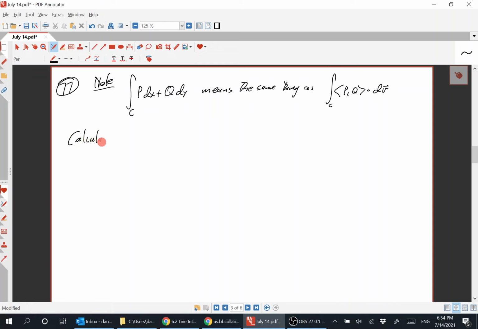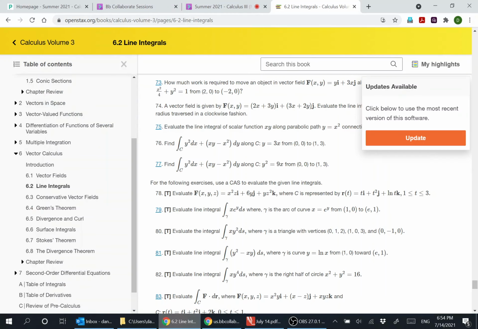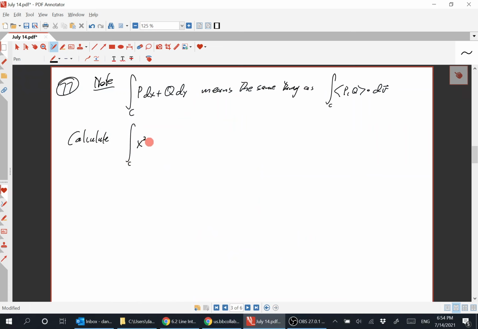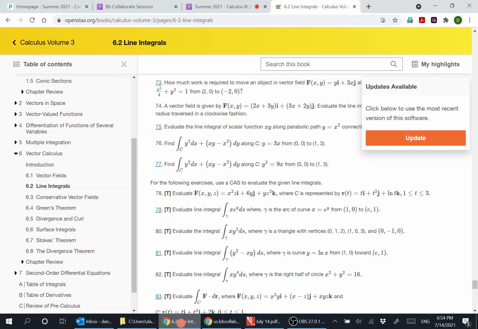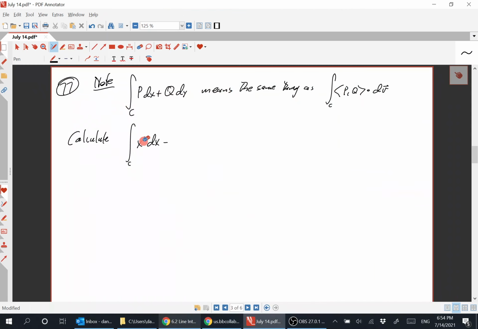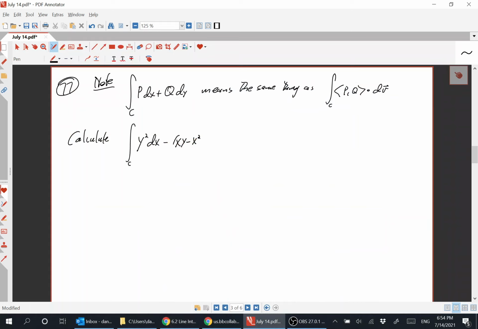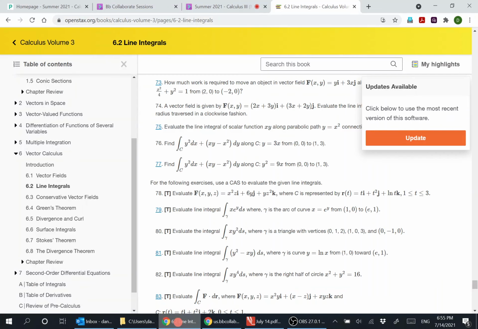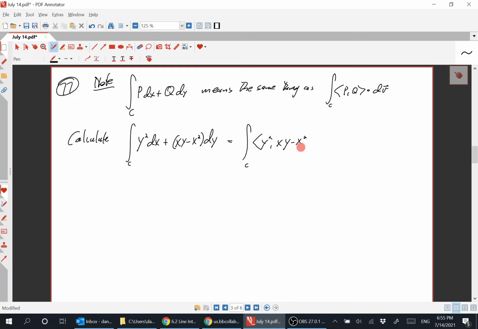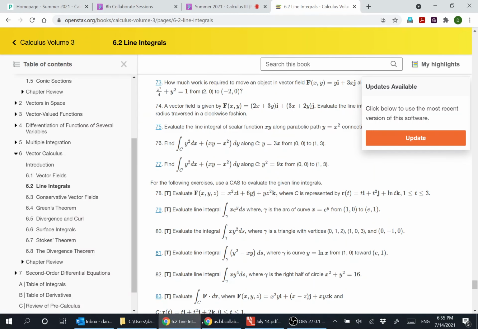So in this one, calculate the line integral over C, x squared dx minus xy minus x squared, or wait a minute, I was wrong. What is that? Y squared dx plus xy minus x squared dy. So that's the line integral over C of y squared, xy minus x squared. Oh, is that a minus? It's a plus. Should be a plus. Dot dr, where C is y squared equals 9x from 0, 0 to 1, 3.